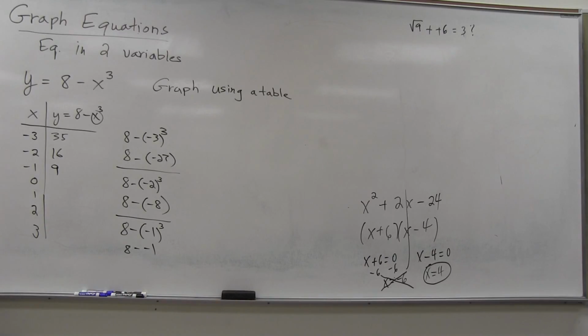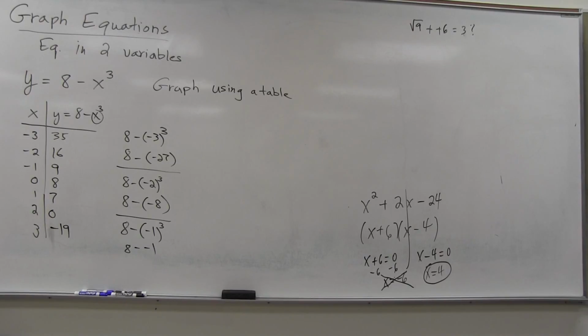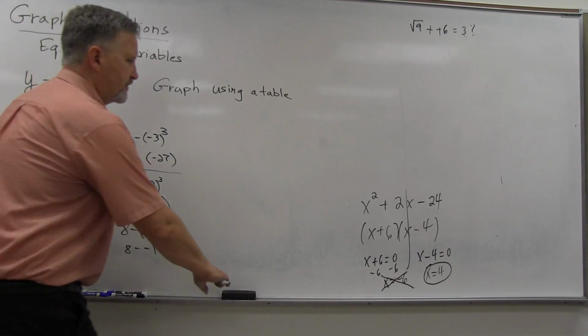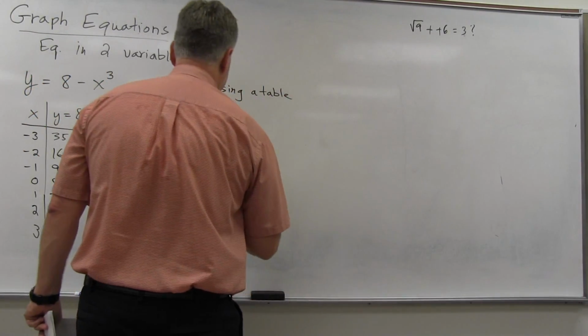All right, then it gets a little easier with the positive ones. 0: 8 minus 0, so that's going to be 8. x is 1, we'll have 8 minus 1, 7. And 8 minus 2 cubed, 8 minus 8, that'd be 0. And last but not least, 8 minus 3 cubed, so it'd be 8 minus 27. I believe that's -19. Anybody believe that? All right. So yeah, we put those on our Cartesian coordinate system.